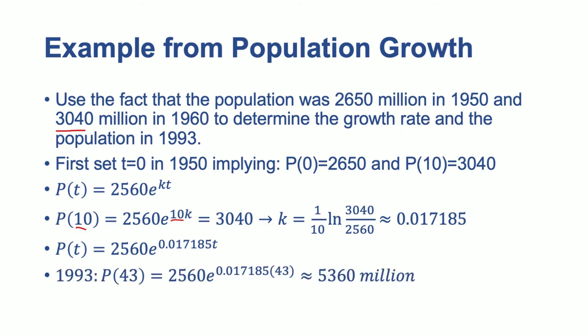So, in 1993, which is 43 years after 1950, P of 43 is equal to 2560 e to the 0.017185 times 43, our t variable. And that is roughly 5360 million. All right, that is our second example. And this is basically what our exponential curve looks like. If we plot P and t, we're going to get a curve that looks something like that. And of course, this is scaled. These are in increments of 20, and then P is in increments of around 1,000. Okay.